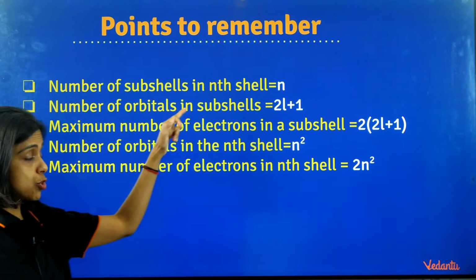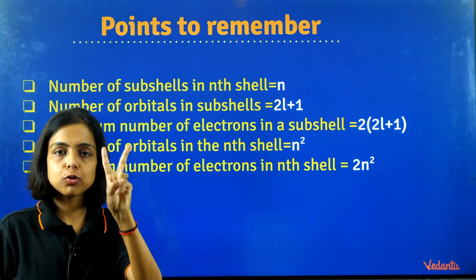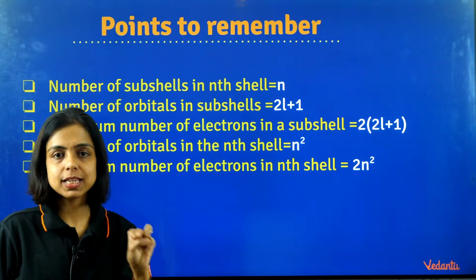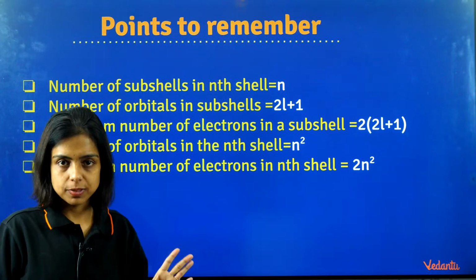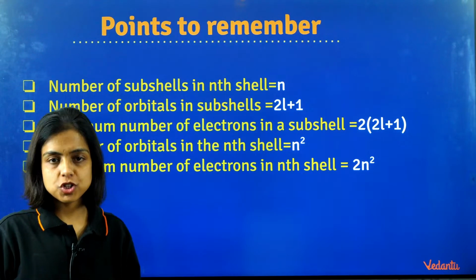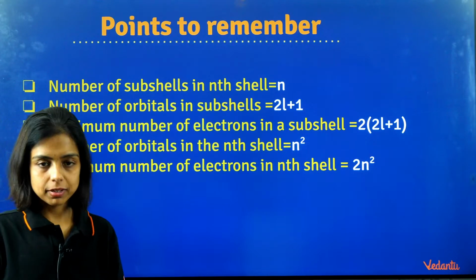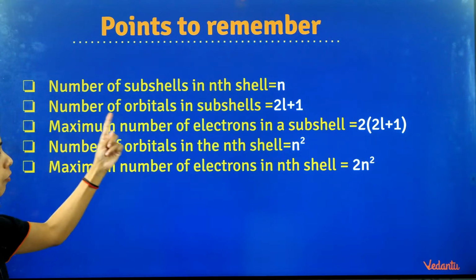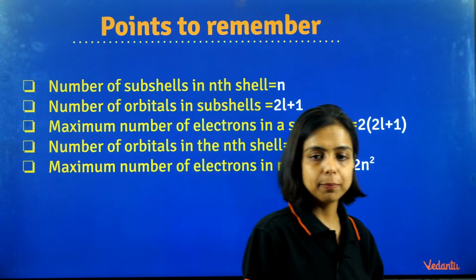Now, the number of subshells in the nth shell is equal to n. If you have the first shell, you have 1 subshell. If you have the second shell, you have 2 subshells, s and p. If you have the third shell, you have 3 subshells, s, p, d. That means the number of subshells in a shell is equal to the shell number, right? And the number of orbitals in a subshell: each subshell has orbitals equal to 2l plus 1.